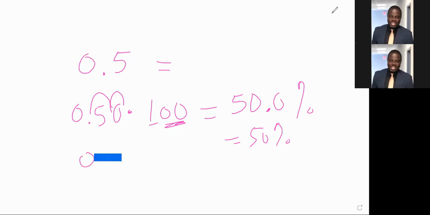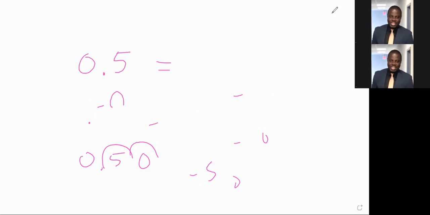So with this one, you only move the point 2 times. 1, 2. Remember, you don't have to move the point and then multiply by 100. Nope. There are two methods, okay? I don't want you to confuse both of them. Just write it out and then move the point. So this is 50, so you say it's 50%. If you go to the calculator and multiply 0.5 by 100, it should give you 50, which is 50%.